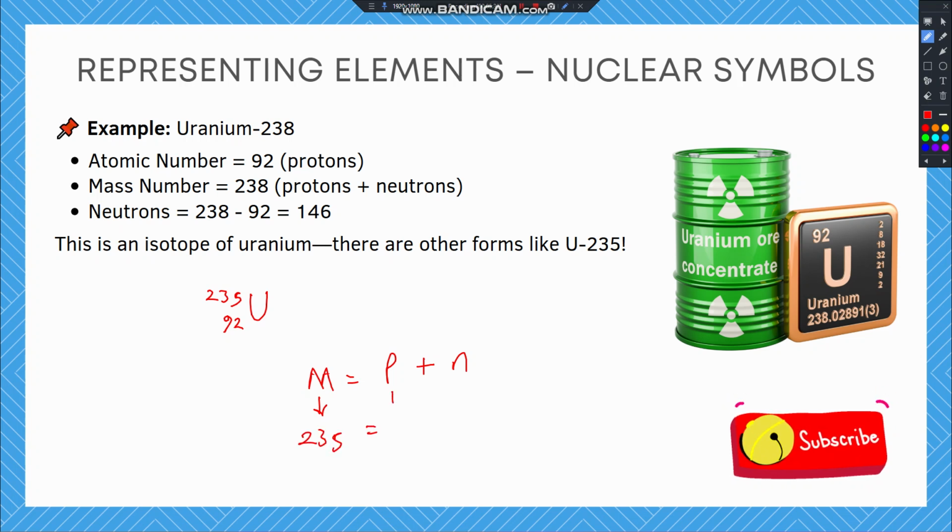The number of protons present is 92, which represents the atomic number. The number of neutrons is unknown. So N will now be 235 minus 92. This becomes 143. That will be the number of neutrons that are present in the atom of this isotope of uranium.